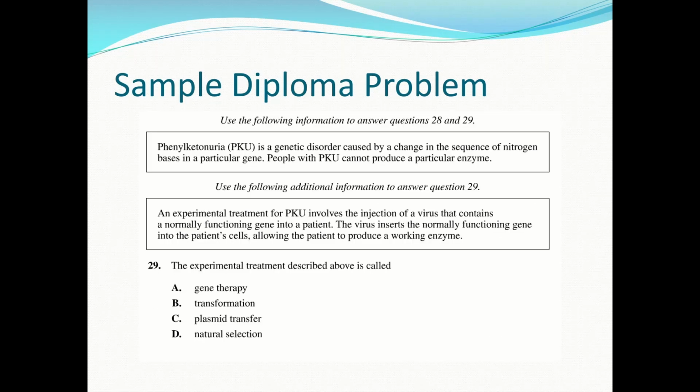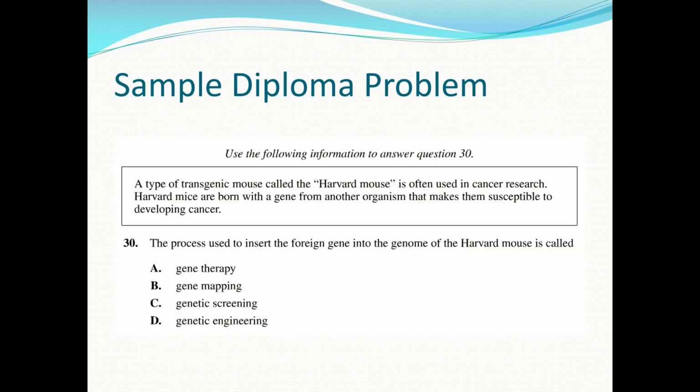Okay, so we're going to do these sample diploma questions now, so pause it and try them out on your own. An experimental treatment for PKU involves injections of a virus that contains a normally functioning gene. That is the definition of gene therapy.